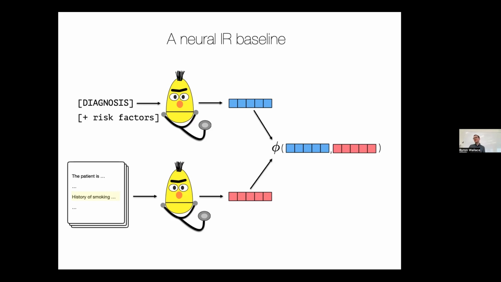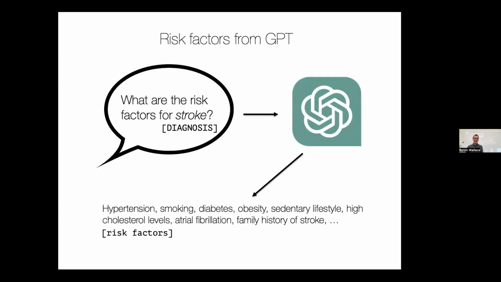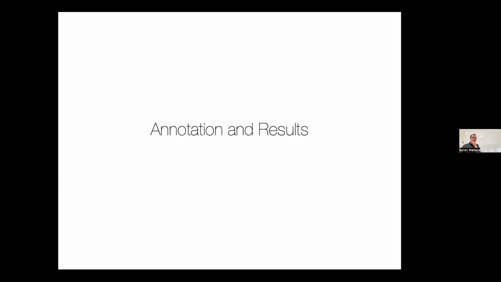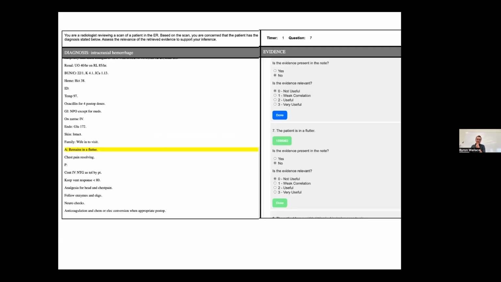We actually thought that was too weak, so we augmented the diagnosis with risk factors. How do we get the risk factors? Of course, we use GPT-4, just for our baseline. We ask, what are the risk factors for, say, stroke, it outputs a bunch of tokens, and we stick that into the text that we run through clinical BERT. This was all in service of getting a stronger baseline. So this is our IR baseline, just embedding and dotting, basically. We want to know whether it is worth using these reasonably large language models compared to these simpler approaches.